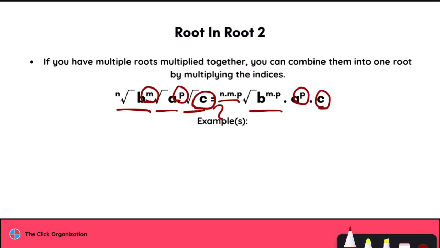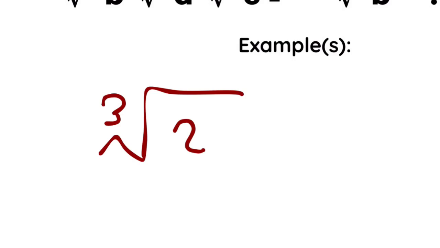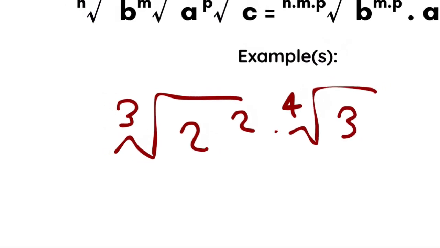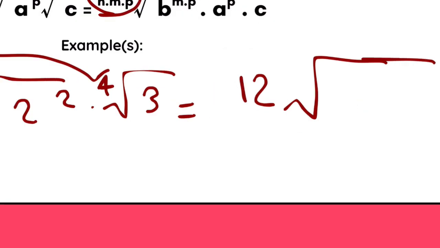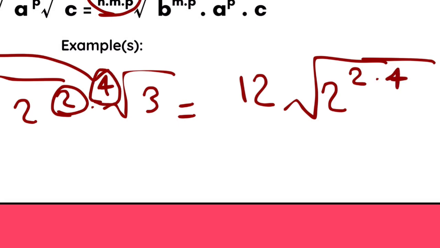Let me erase this. Now let's do an example. For example, I have the third root of 2 to the power of 2 times the fourth root of 3. Okay, so we said that we should multiply the degrees first of all. So 3 times 4 is going to be 12. The 12th root of 2 to the power of 2, because it had the power of 2 beforehand, times 4, because 4 is the degree of the root in front of it.